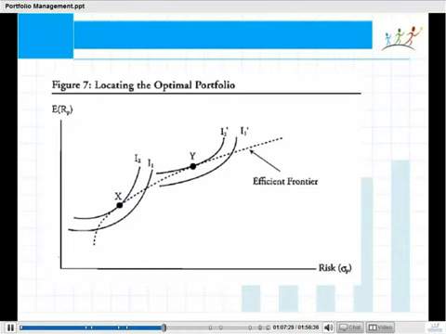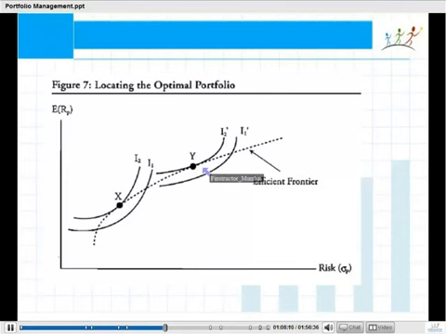So investor I1 or I dash is a risk-seeking investor. Investor X or the other investor I is a risk-averse investor. His indifference curves are steeper, so his indifference curve is tangent at a lower point. He will choose a less risky portfolio. Investor I dash has flatter indifference curves. He is more risk seeking, so he will be higher up on the efficient frontier. He will invest in a portfolio that is more risky.